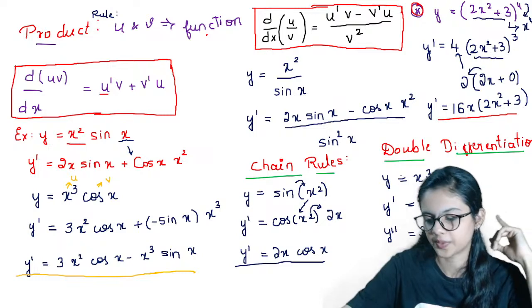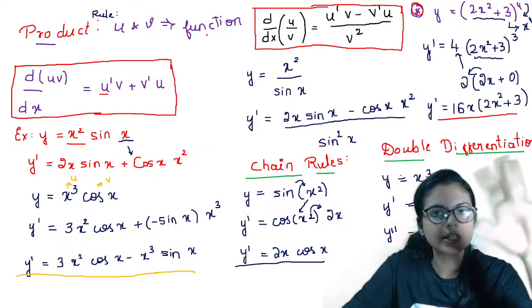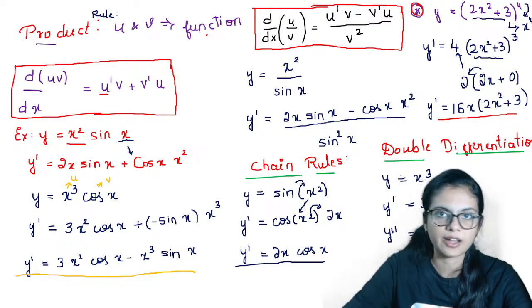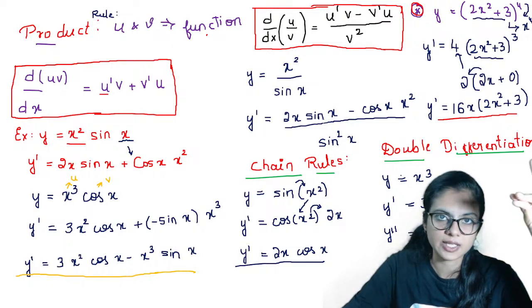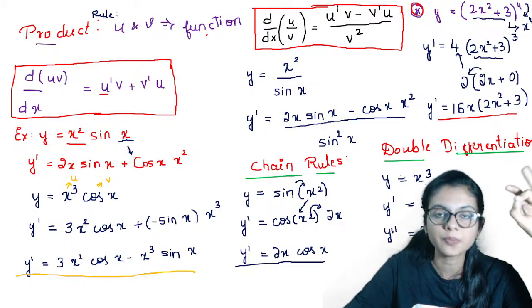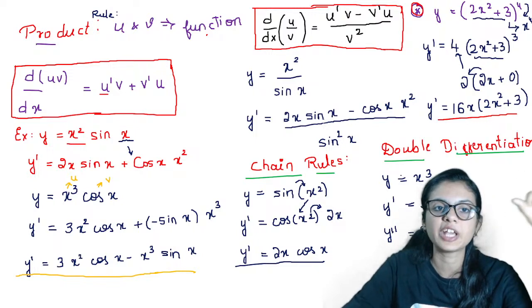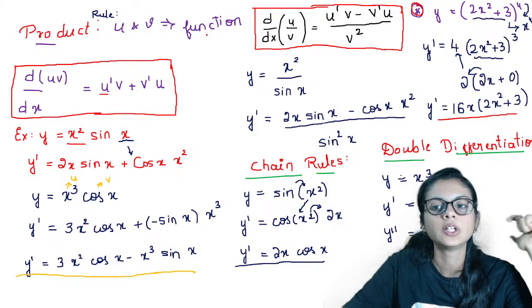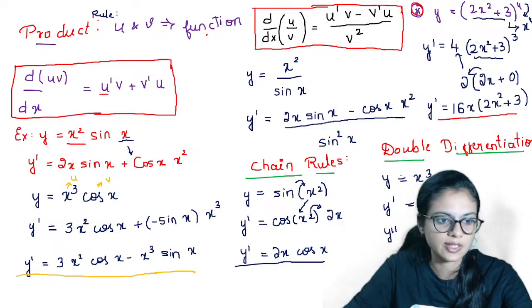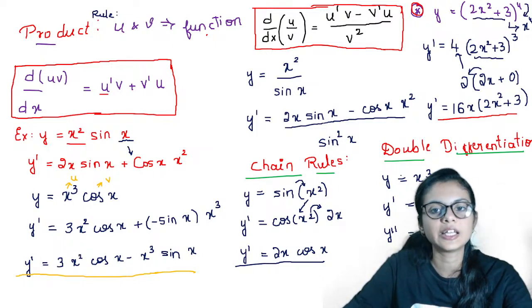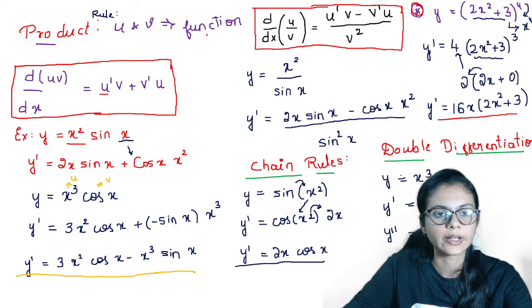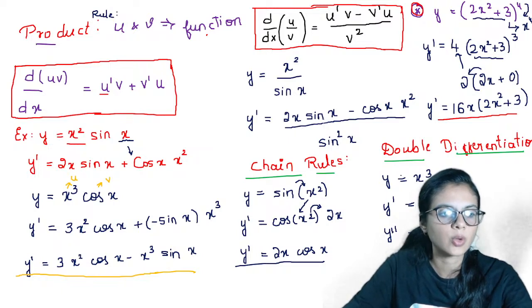Shall we move forward then? So we have discussed limits, LHL and RHL. Then we saw differentiation of x power n. Then I gave some formulas, right? After that, we have studied what is product rule, chain rule, and double differentiation. Is it clear till here? Is that clear to everyone?